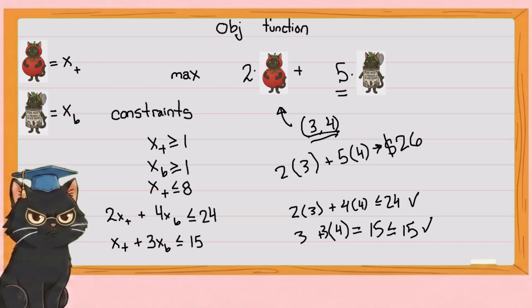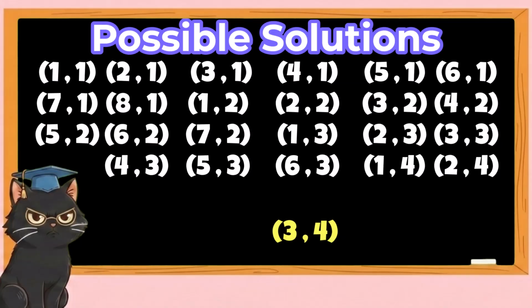So the question is, is there another solution we could have gone with that would generate more in profit? Up on the screen now, I'll post all the possible solutions if we're going the hand-checking route. And the only one that we've checked so far is the solution 3, 4, so the rest still need to be checked to see if maybe those get us an objective function that gets us more than $26.